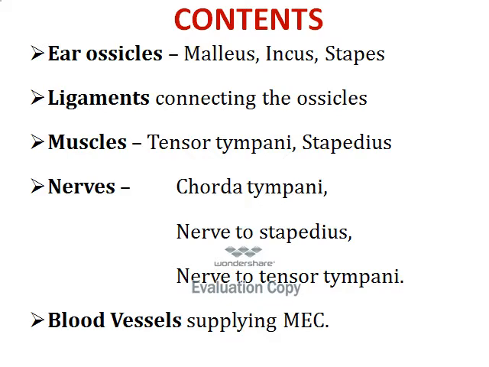The contents of the middle ear cavity: it has the ear ossicles, the malleus, incus and stapes, the ligaments and muscles connecting these ear ossicles, the nerves that are present inside the middle ear cavity, the chorda tympani, nerve to stapedius and nerve to tensor tympani. And of course, there are some blood vessels that supply the middle ear cavity.